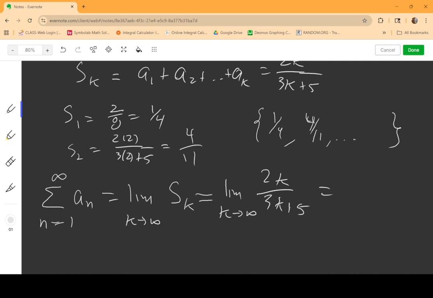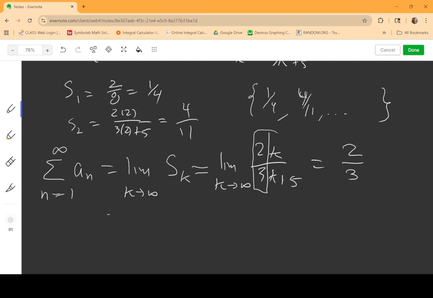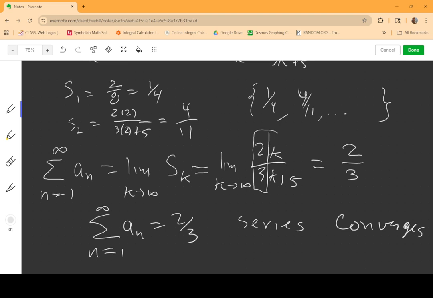We have k's in both of the same power. When that's the case, over the long run, as k gets larger and larger, these will converge to the coefficients of those powers. So this converges to 2/3. More importantly, we've established that this is equal to 2/3, a finite value, which means that the series converges, and it converges to 2/3.